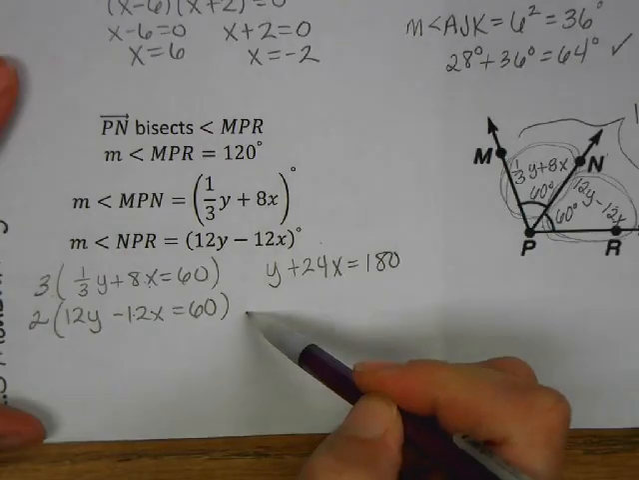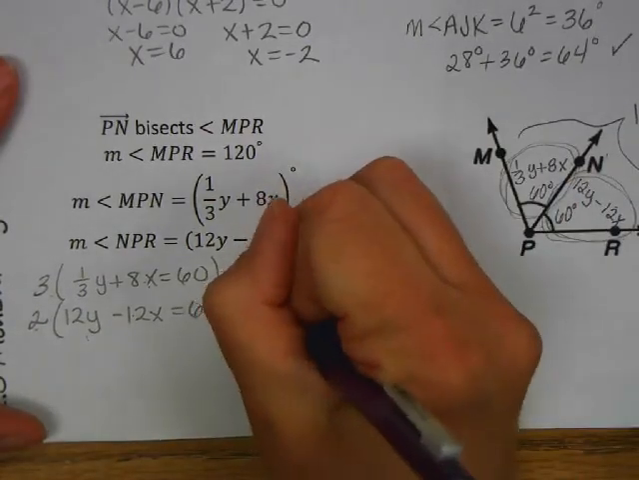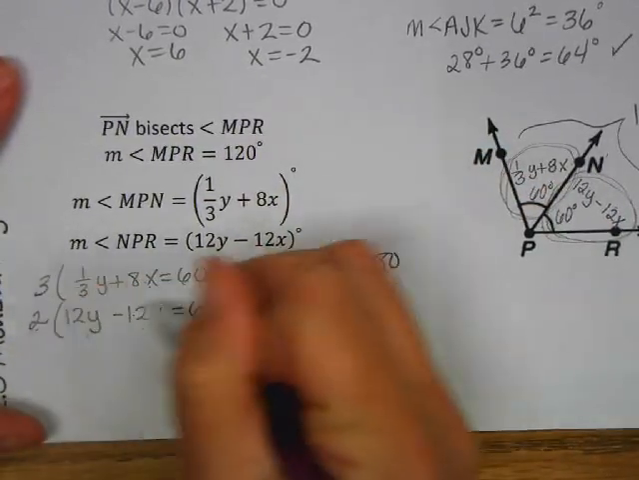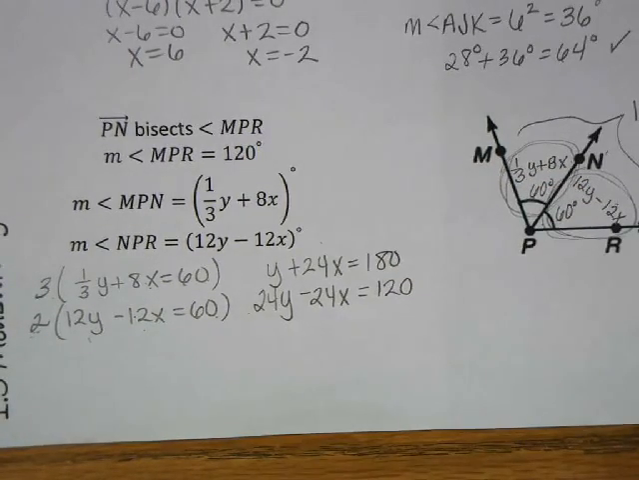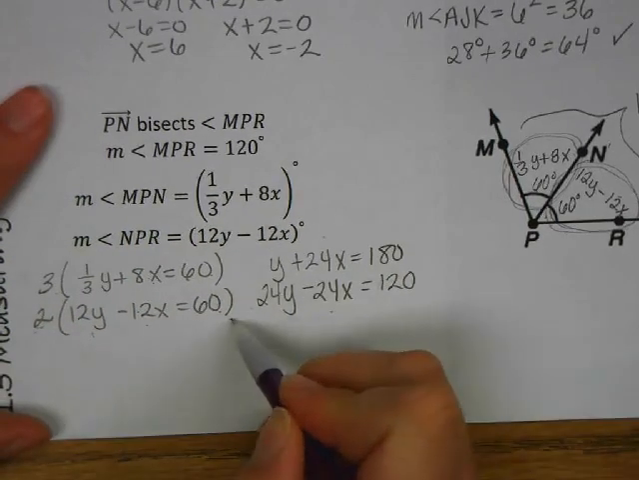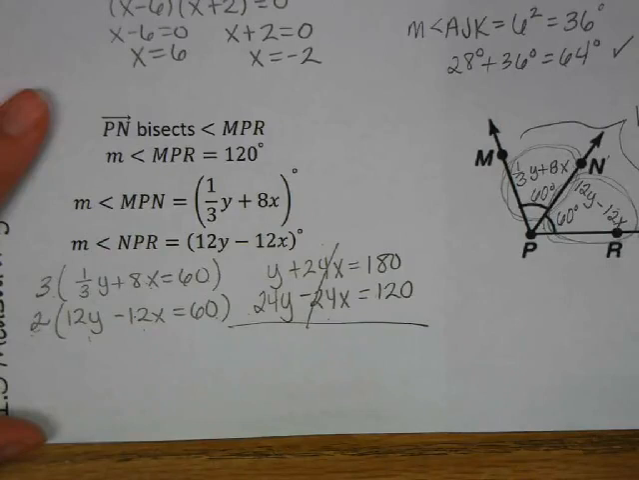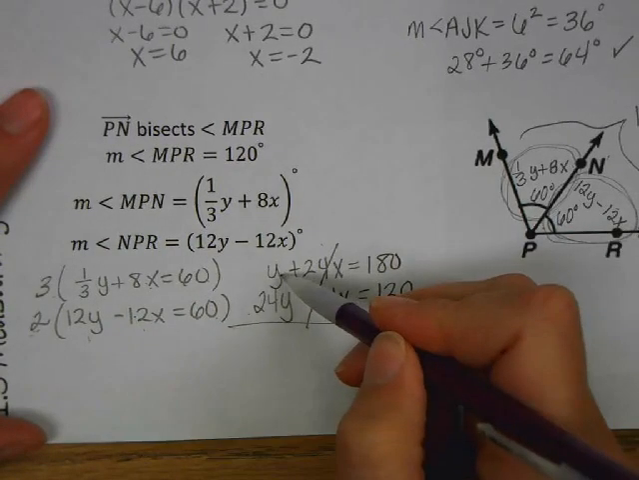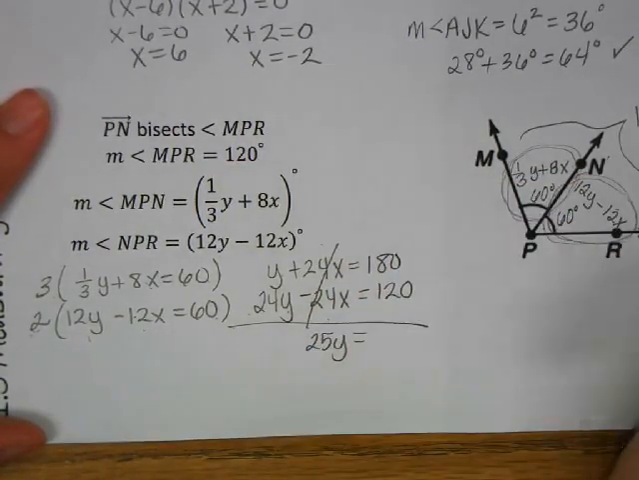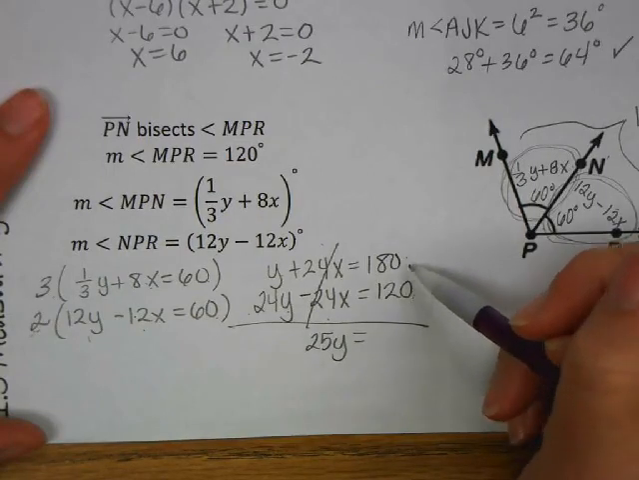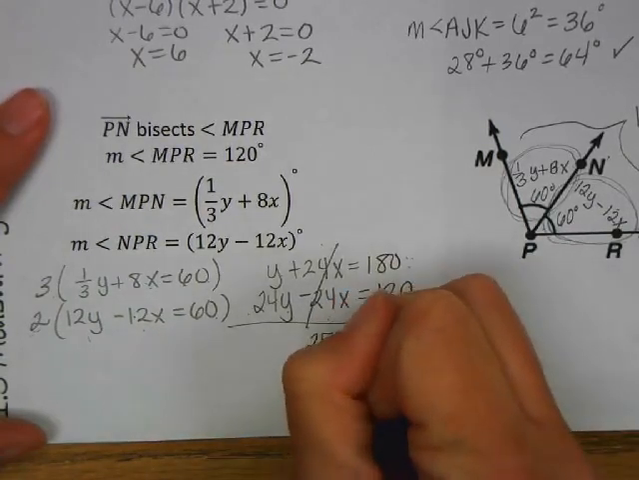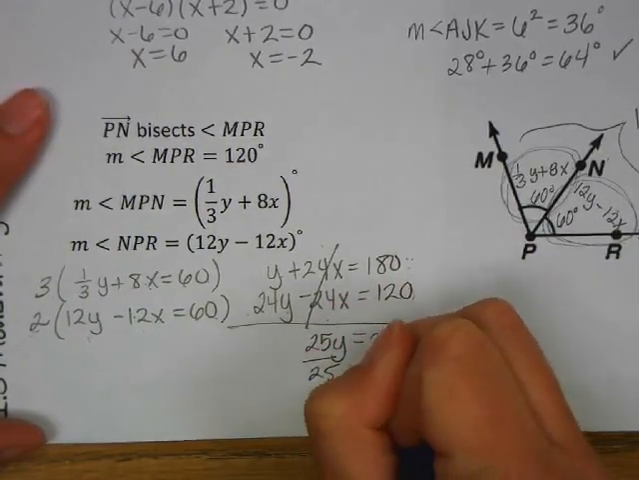Then I'm going to multiply the bottom equation by 2. 2 times 12y is 24y. 2 times negative 12x is negative 24x, and 2 times 60 is 120. So now when I add these two equations, the x's are going to get eliminated. And I could add the y's. 1y plus 24y is 25y equals 180 plus 120, which is 300. So if 25y equals 300, divide both sides by 25, so y is 12.